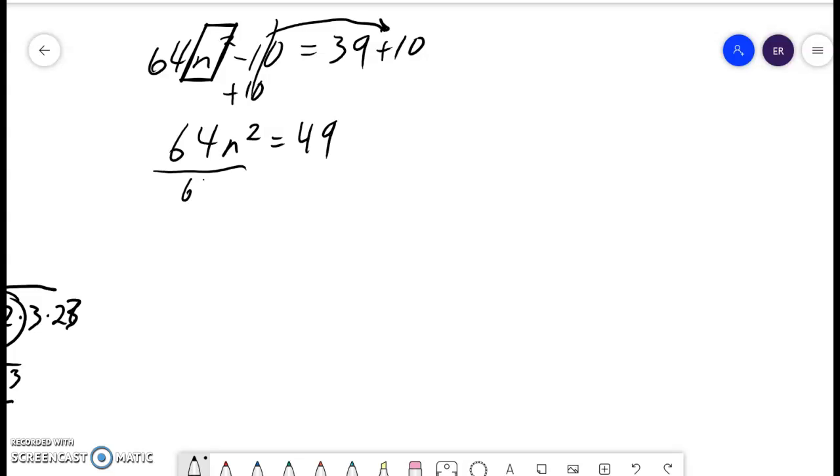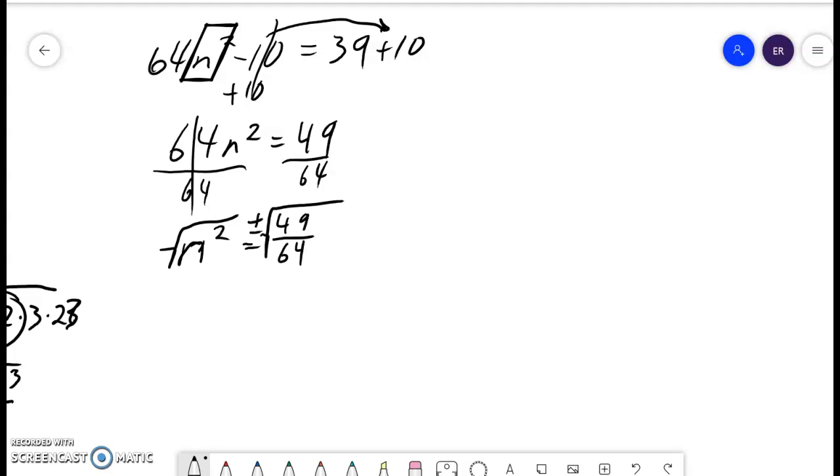Divide both sides by 64, and my square root is isolated. Next step is to take the square root of both sides and make it plus or minus.